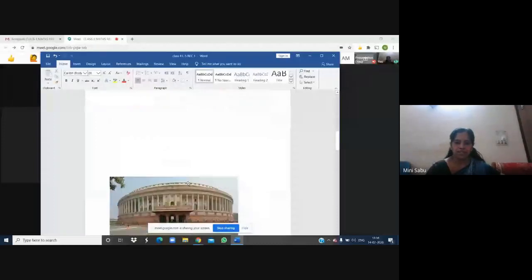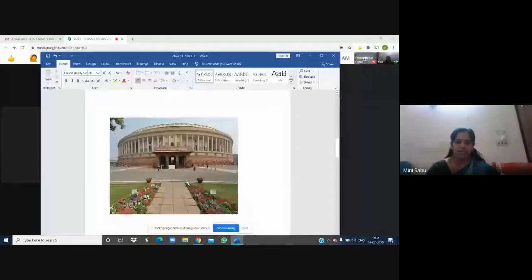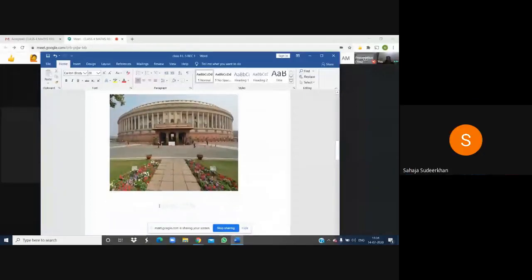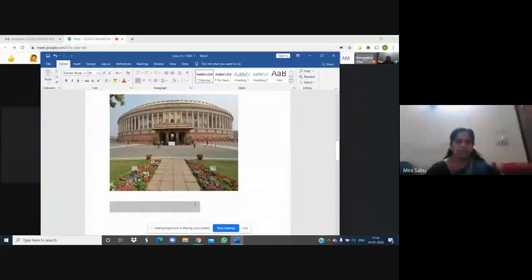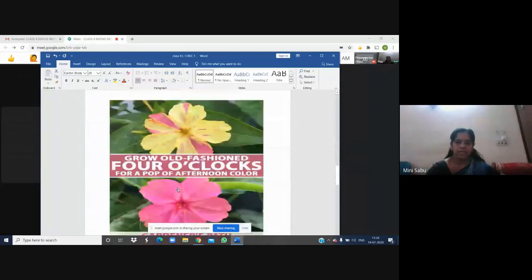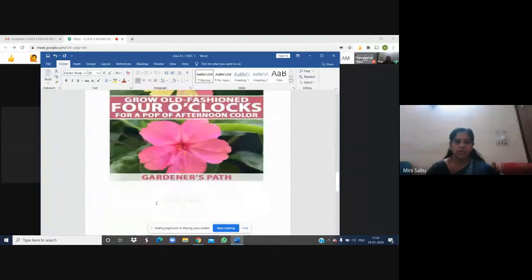Now we will go to another picture. Is this picture familiar to you? Which view is it? What do you see? It is front view. Then one more picture for you. Which view may it be?